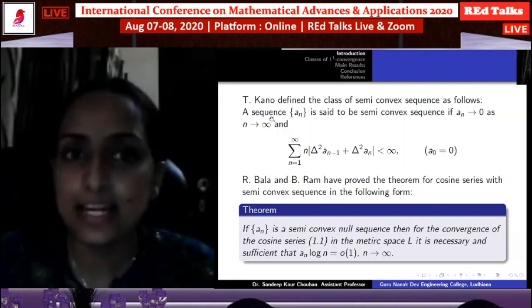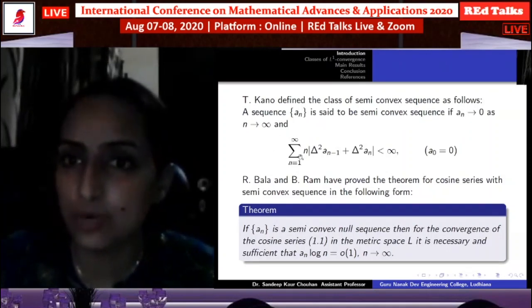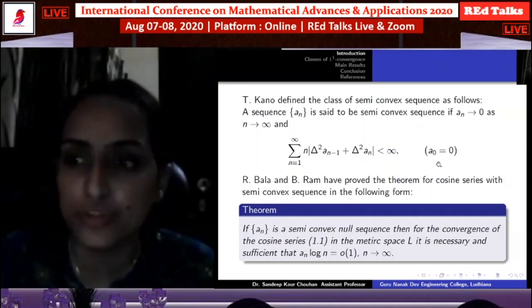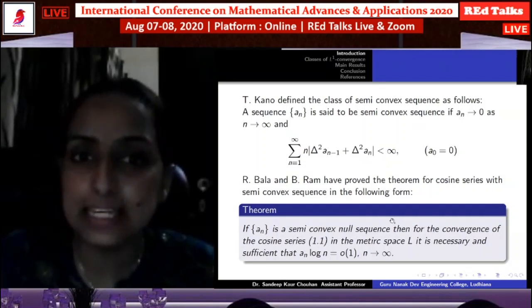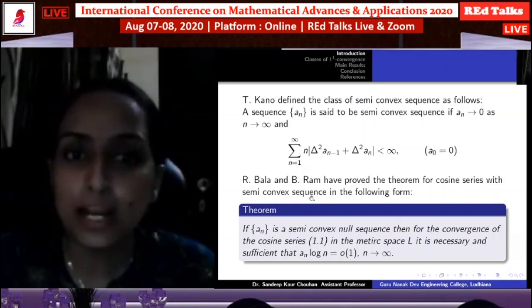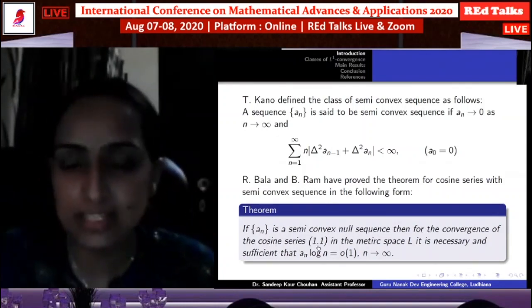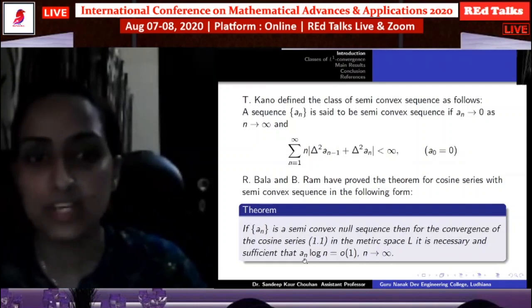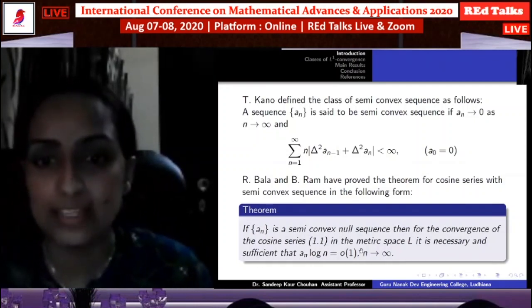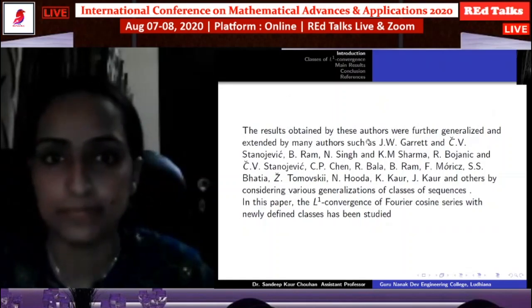In 1968, Kano defined the class of semi-convex sequence. A sequence an is said to be semi-convex sequence if an is a null sequence, that is, an goes to 0 as n approaches infinity, and this series is convergent where a naught is 0. Renubala and Babu Ram have proved the theorem for cosine series with semi-convex sequence as follows: if an is a semi-convex null sequence, then for the L1 convergence of the cosine series 1.1, it is necessary and sufficient that an log n goes to 0 as n approaches infinity.